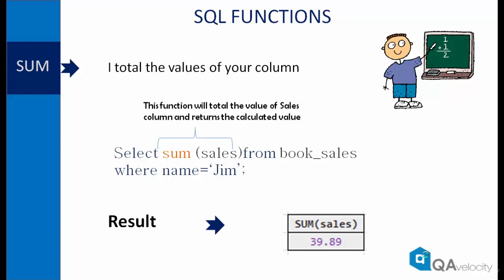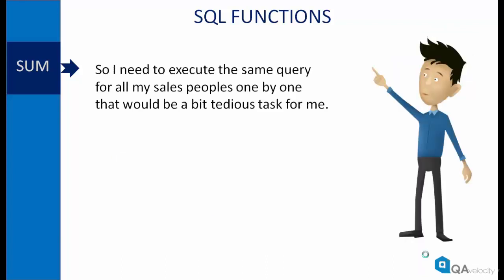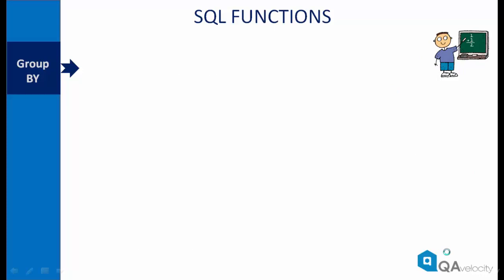So this result is only the total of Jim's sales amount because we have put a condition where name equal to Jim. Alright, so I need to execute the same query for all my salespeople. I mean, that would be a tedious task, right? Yes, that's a correct question. But my answer is absolutely not. SQL provides a way to sum the sale amount of all salespersons at once. And this can be done using the group by keyword.